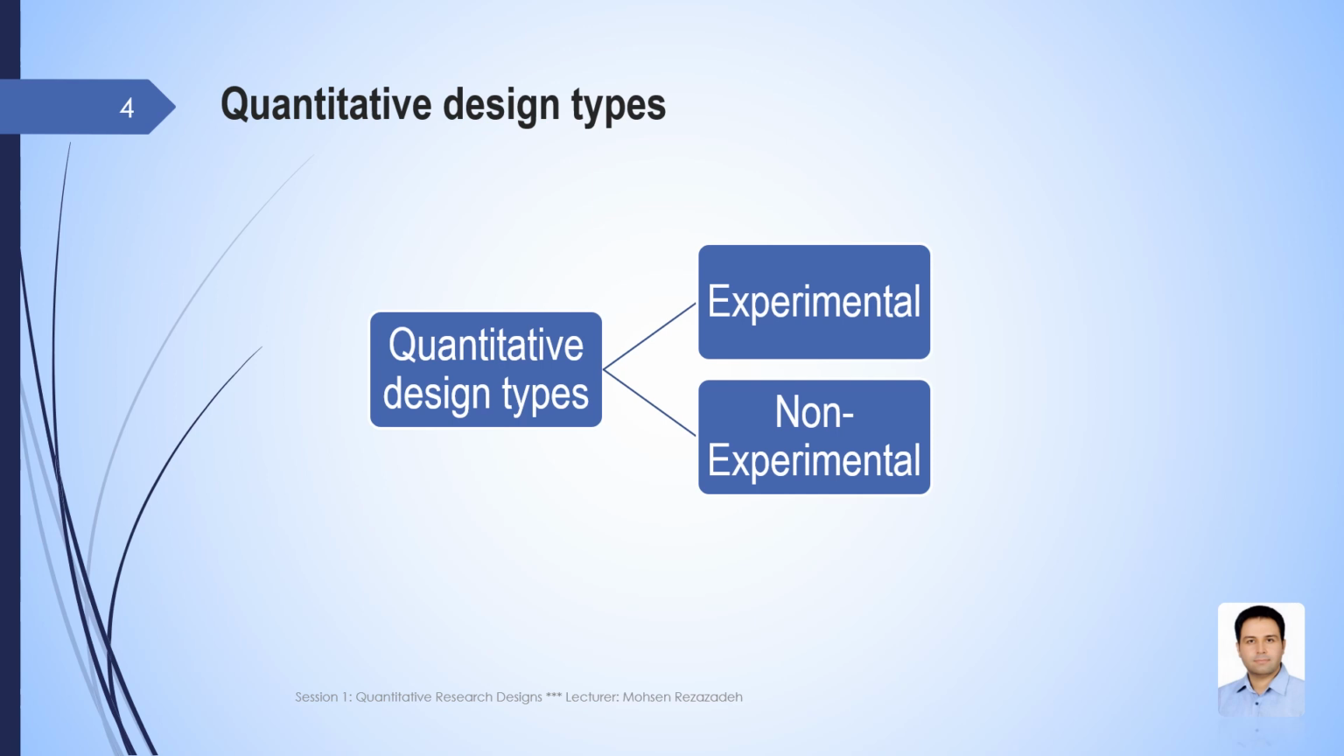On the other hand, we have non-experimental research. Again, it is a type of quantitative research, but here we are not manipulating or changing anything. We don't have any kind of treatment in our study. This is why we call it non-experimental.